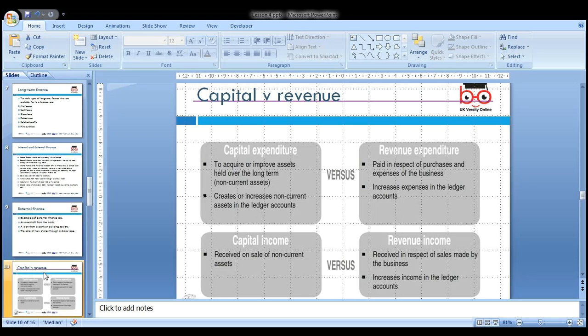Capital income is what we receive from the sale of a non-current asset. You're selling the capital asset, which we call a non-current asset. Revenue income is your day-to-day operation, received in respect of the sales made by the business, and increases income through the sales ledger. So that's capital and revenue expenses.